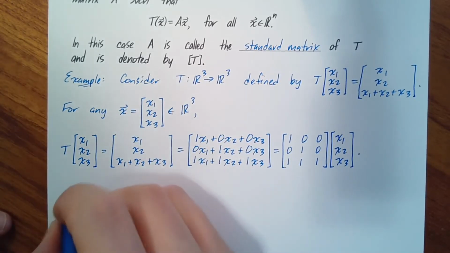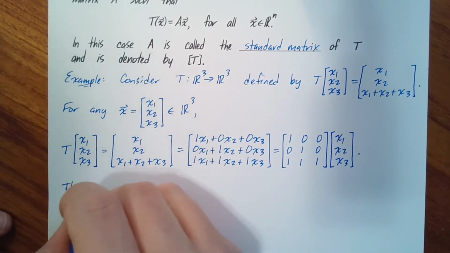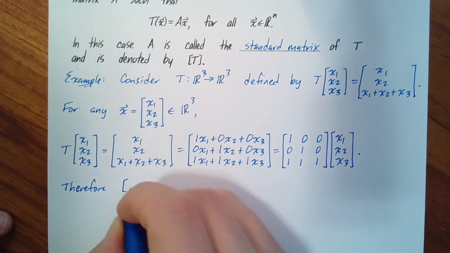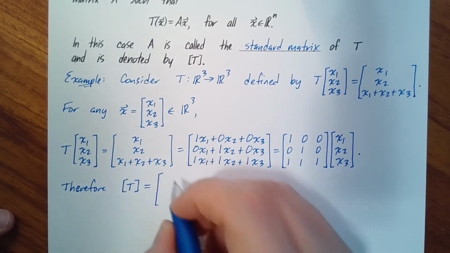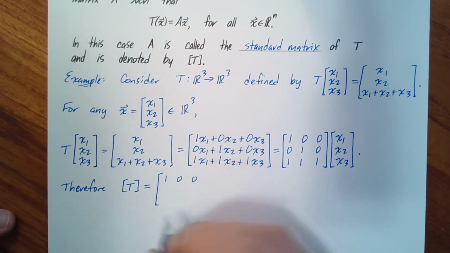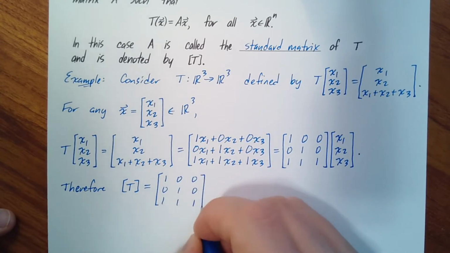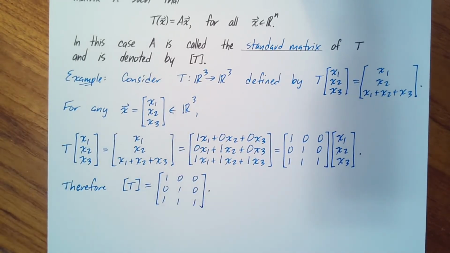So therefore, the standard matrix of this linear transformation T is given by 1, 0, 0, 0, 1, 0, and 1, 1, 1. So that gives you one strategy that you can use to identify the standard matrix of a linear transformation. But it turns out this is really not the best way to do it.